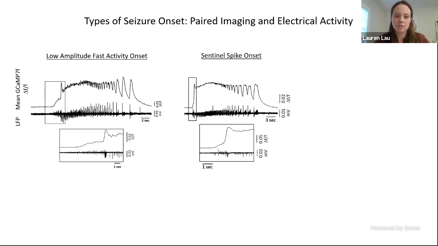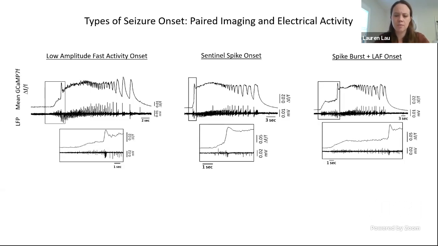The second type of onset that I observed was sentinel spike onset, and this is defined by a very brief onset period, less than 2 seconds. You really have maybe a single spike or a few spikes before you have the transition to frank seizure.